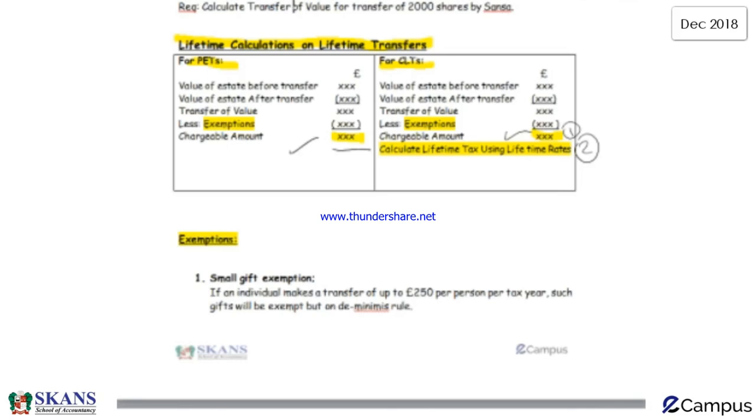First of all, we are required to calculate the transfer of value, about which we will be talking in detail in the later part of this session. But right now, you can say transfer of value is the diminution in value, the reduction in value of the estate of the donor. So the basic idea is we compare the value of the estate of the donor before making the transfer and the value of the estate after making the transfer. Whatever the difference is, that is the value which has been transferred. I can give you a small example to explain that.